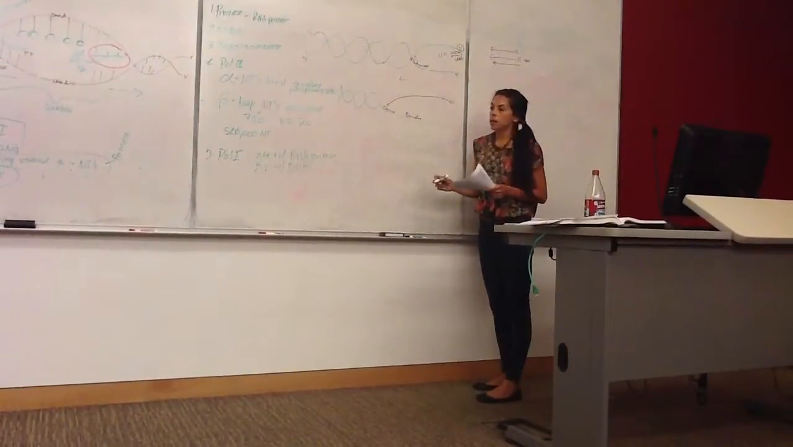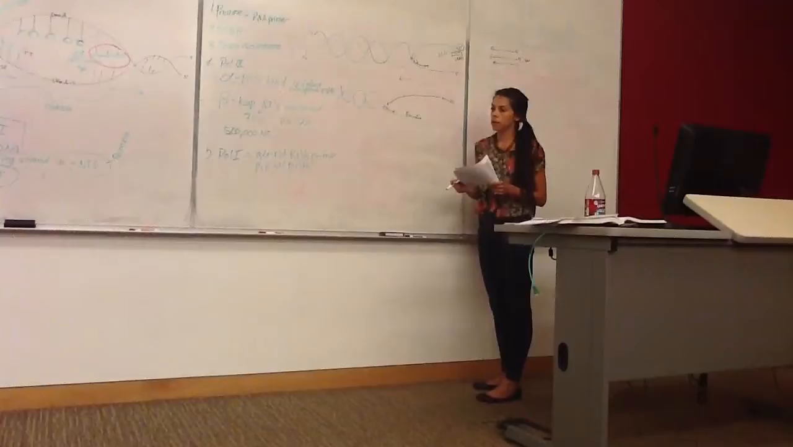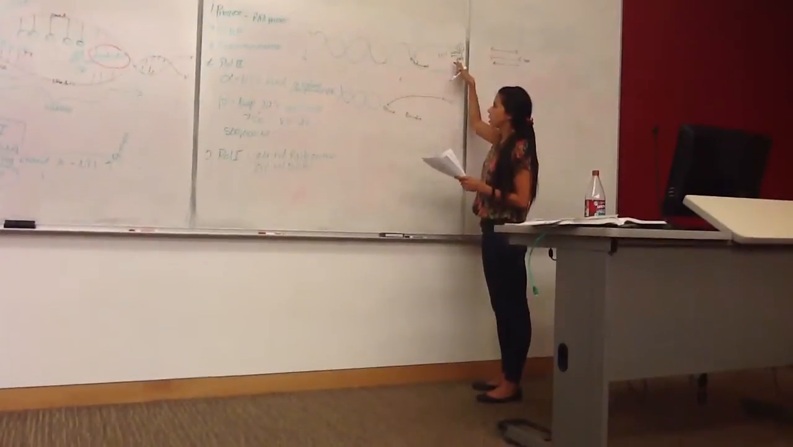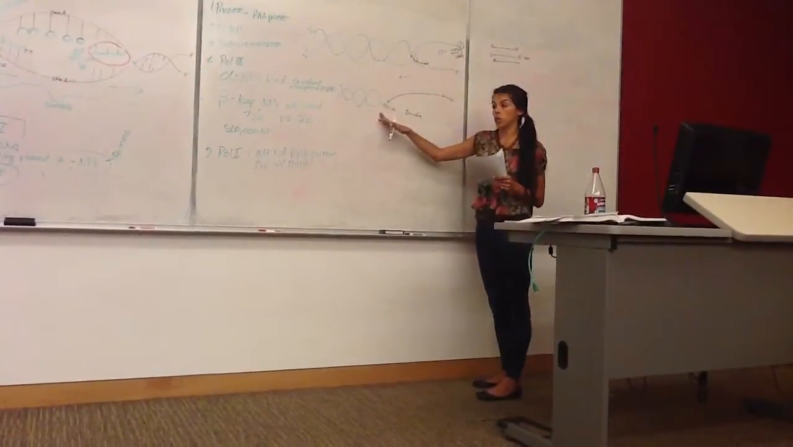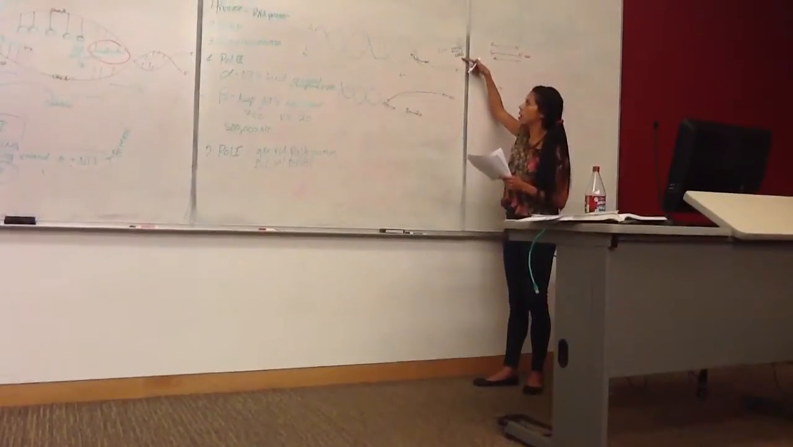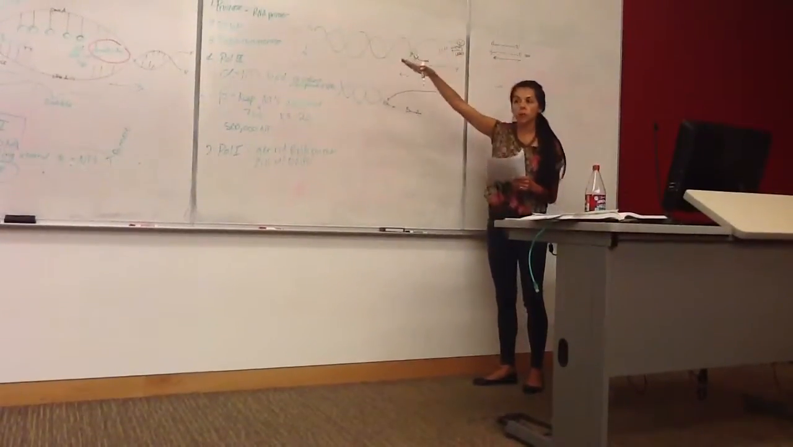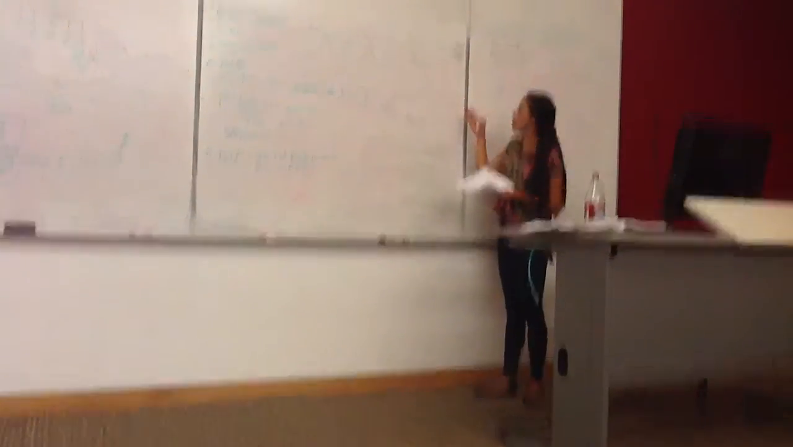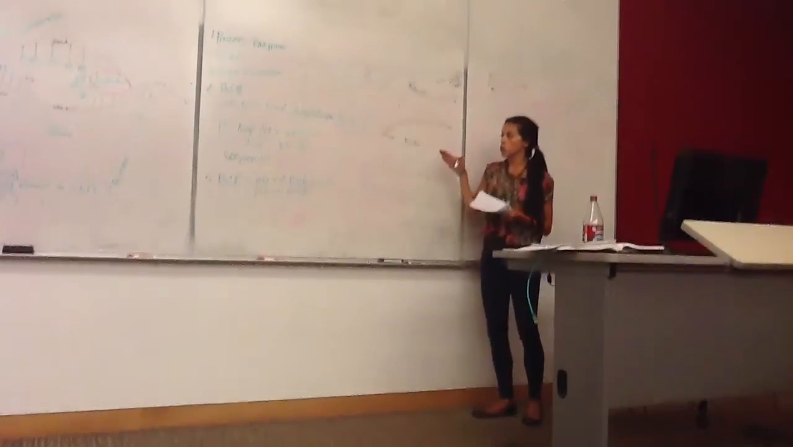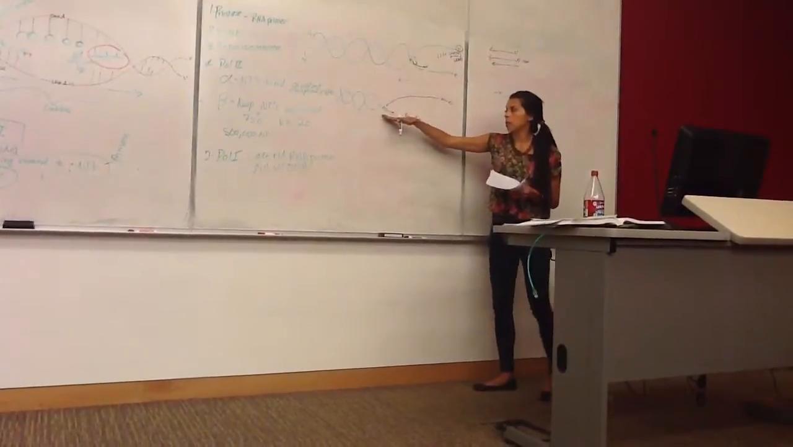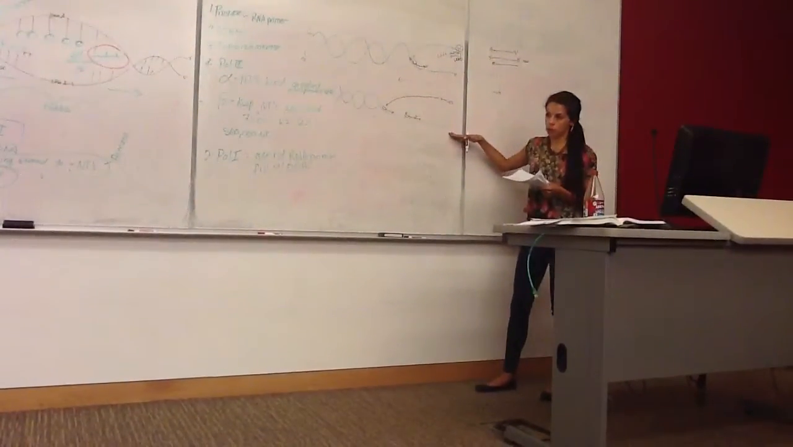Isn't leading and lagging relative to your orientation as well? Yeah, definitely. It's relative to your orientation and it's relative to the replication fork. So the leading strand is going to be making a new strand towards the replication fork, and the lagging strand is going to make the new nucleotide sequence going away from the fork.